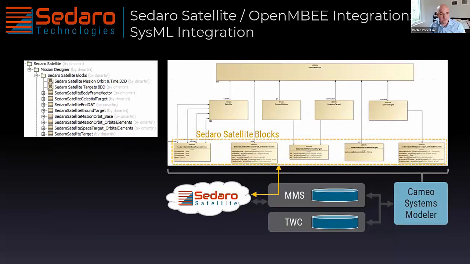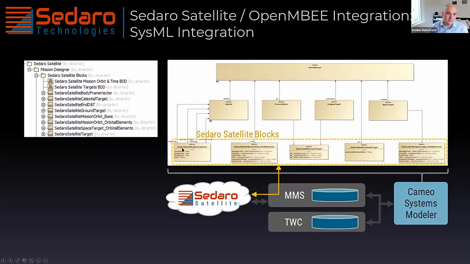So now we'll talk about the data flows and how we implemented this connection to OpenMBEE and to our SysML models, which you see here in Cameo Systems Modeler. So I mentioned that the idea was to provide users with a SSB package, a Sedaro Satellite Block Package, which you can see here in the containment tree in Cameo Systems Modeler, so that they can integrate those blocks into their SysML diagram. So in this diagram, we have these Sedaro Satellite blocks. You can't read the text there, it's very small.